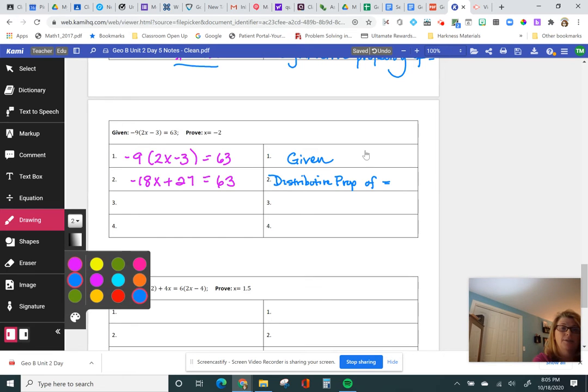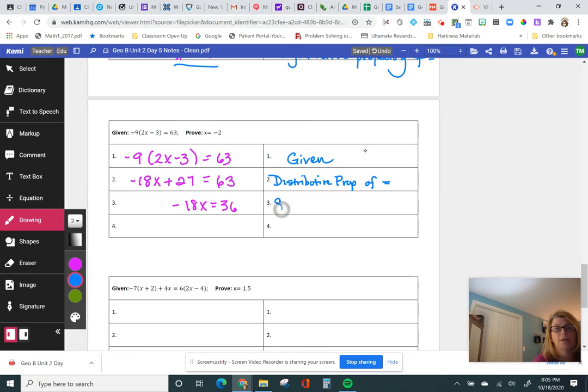Still looking to get x by itself, so I'm going to subtract 27 from both sides, so I get negative 18x equals 36. And that is the subtraction property, because I had to subtract the 27.